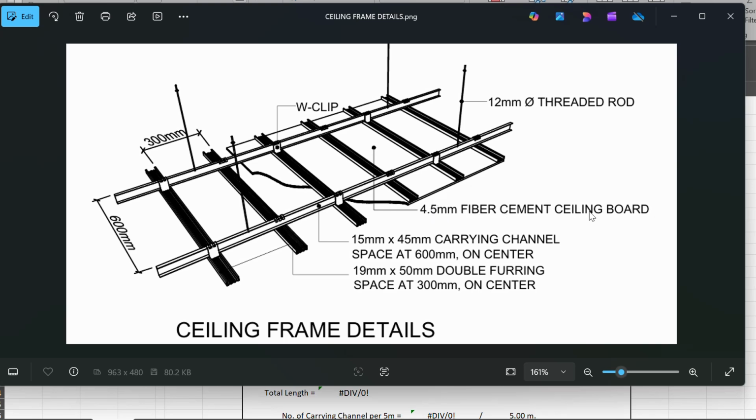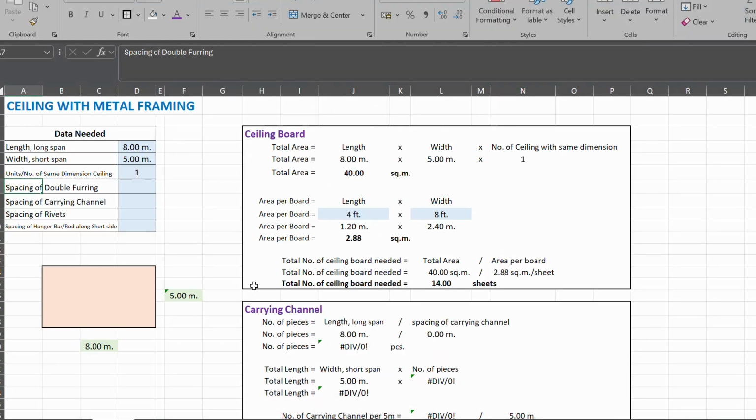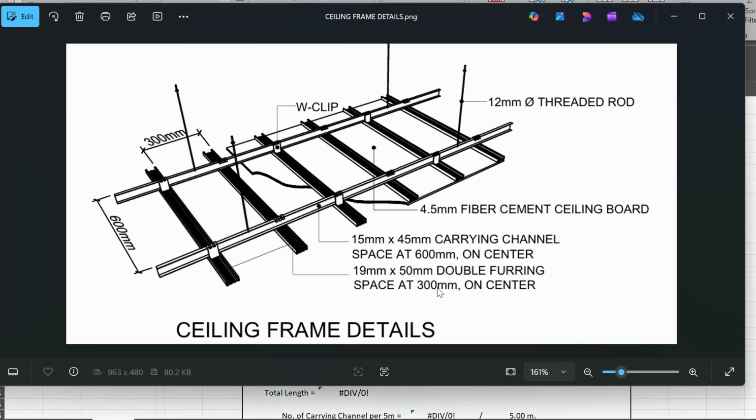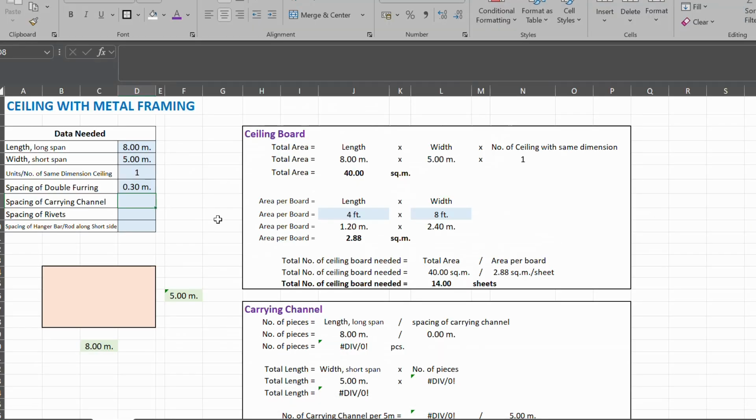Okay, and the next to it is this, the board. Here, fiber cement ceiling board, or ceiling board let's say, kasi iba naman na plywood yung gamit nila, or marine plywood. Okay, so ceiling board. Yun po. And then, spacing of double furring, so nandun, 300 on center, and tama ba? Double furring is 300 and the carrying is 600. So carrying is 0.6. Okay, 600 over 1,000 para maging meter.